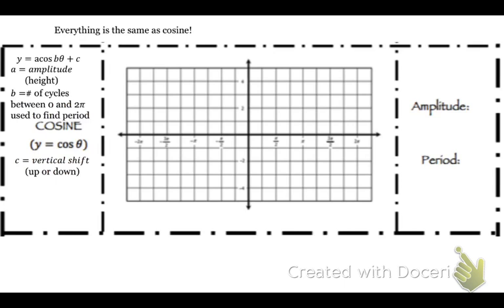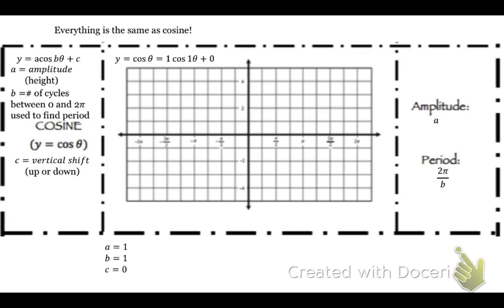Okay, so A equals your amplitude, B is still the number of cycles between 0 and 2 pi, and C is the vertical shift, up or down. Your amplitude is still A, your period is still 2 pi over B. Now, if we're going to graph the normal one, y equals cosine of theta, that's the same as 1 cosine of 1 theta plus 0, right?